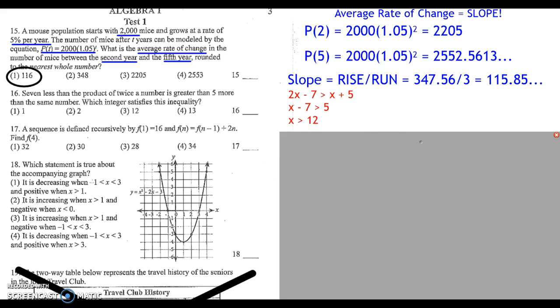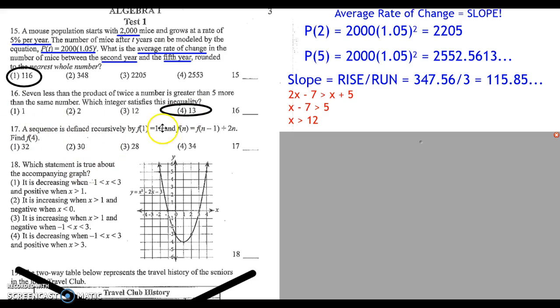Now, if you think the answer is 12, you just got this question wrong. Nice work. It says x is greater than 12, right? Which integer satisfies this inequality? 1 is not bigger than 12. 2 is not bigger than 12. 12 is not bigger than 12. 13 is bigger than 12. That's how they get you.